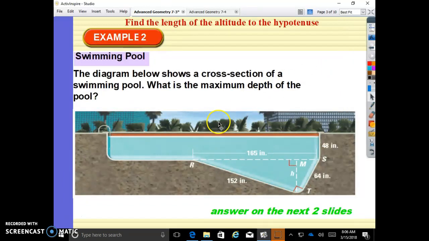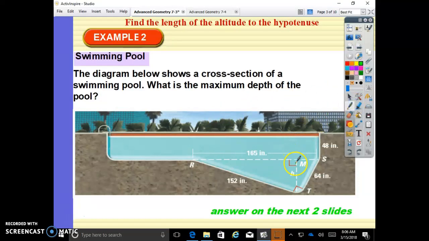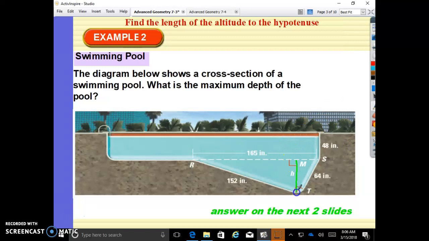The diagram below shows a cross-section of a swimming pool. What is the maximum depth of the pool? All right, so we were looking for this height here, and then we're going to add it to this height to find the maximum depth. In order to find this height, this is a right triangle and this is a right angle. So there's a couple different things we can do.